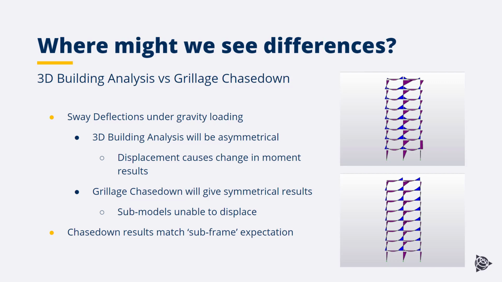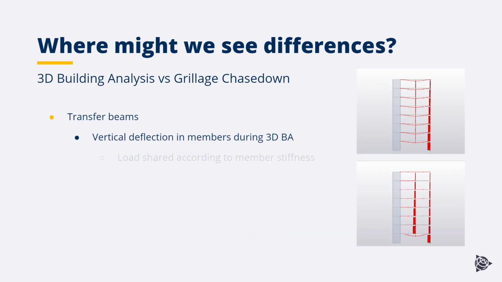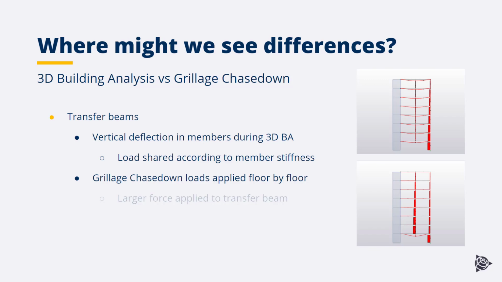When considering the transfer beams during the 3D building analysis, we saw that we'll get a contribution to the resistance of the transfer forces from bending within the beams, as the column is able to displace vertically. This reduces the force that's applied to the transfer beams, leading to a reduced moment within the transfer member.